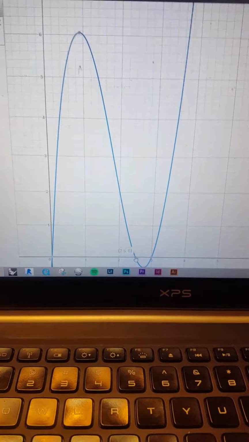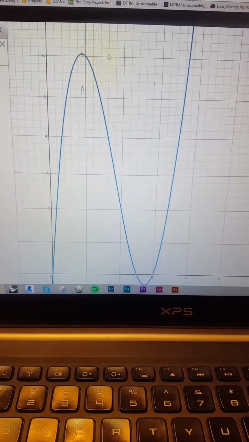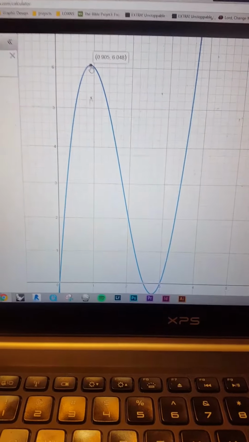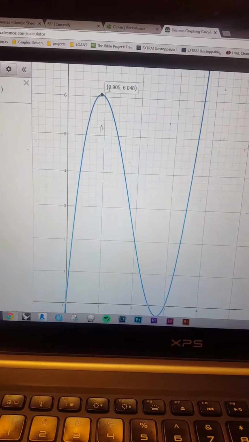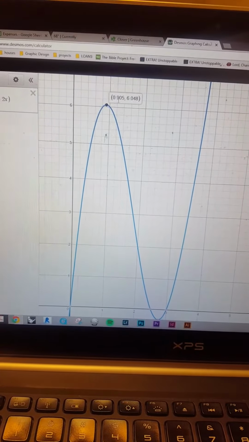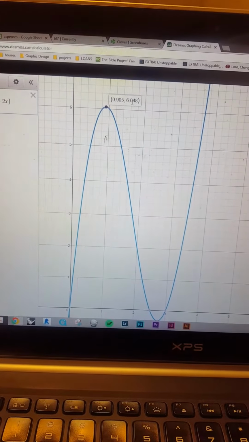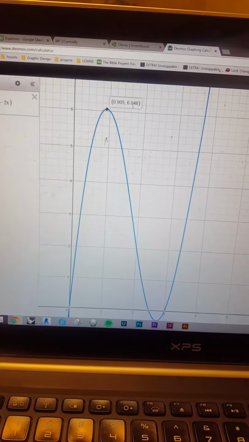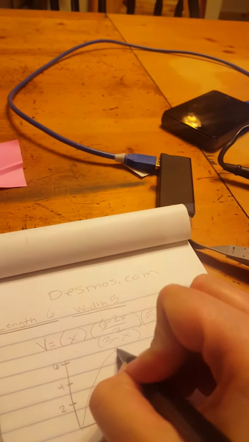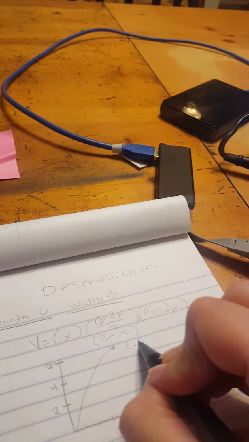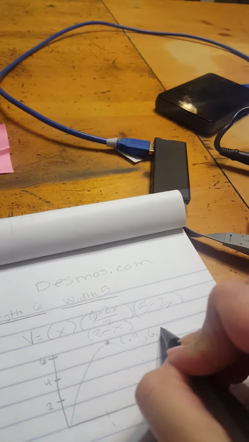Now I also want to locate the maximum, which is right here. If you click on it in Desmos, it tells you. So my maximum is at 0.9, comma 6.05. I would just keep it at 6.05. So my maximum's up here, at 0.9, comma 6.05. Then you would do that same process for design 2 and 3.